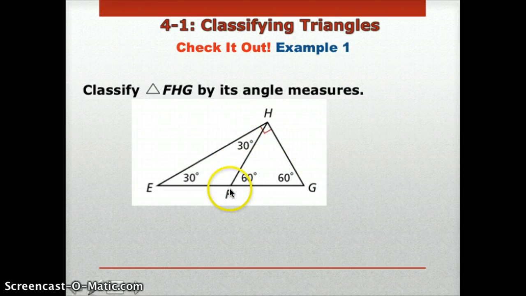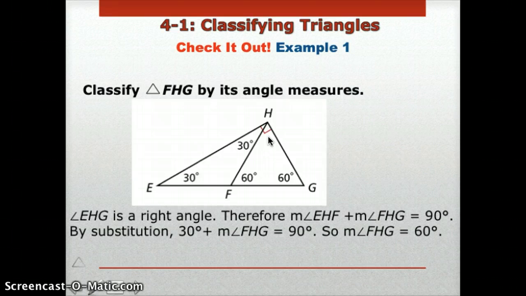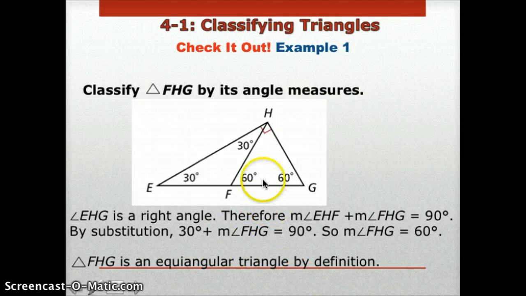In this picture, if I said FHG, well, notice I have 60, 60, well, 180 minus 60, or 90 minus 30 says this is also 60. So, this one is acute, but it's also equiangular. If you have an equiangular, don't say acute, be more specific. This is the more specific classification, so go ahead and use equiangular rather than acute, even though it's both.